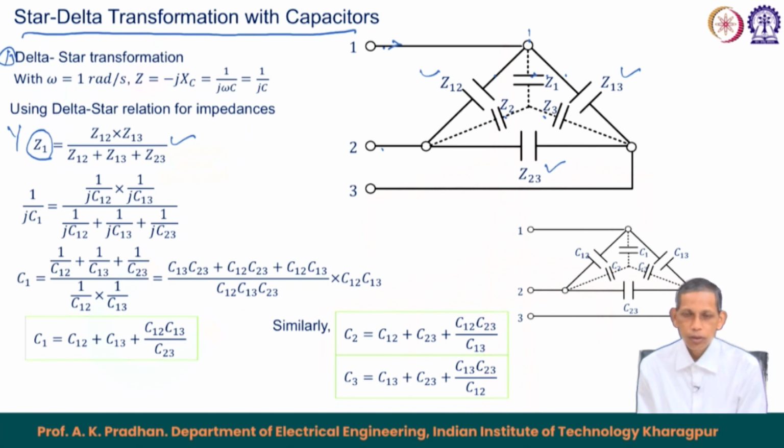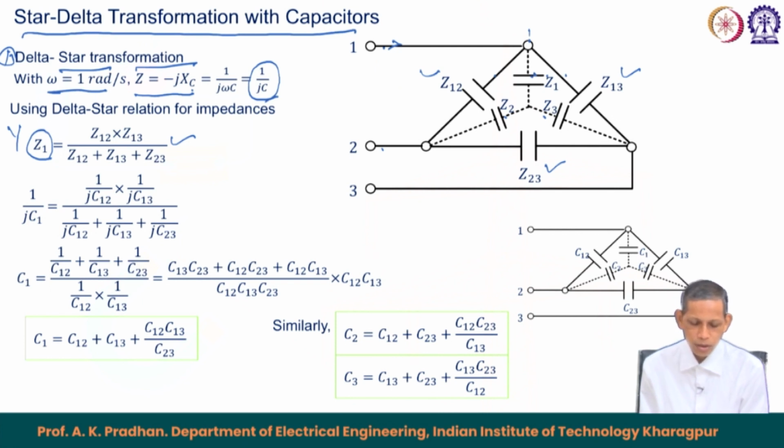Now suppose we consider this impedance in an AC environment, and omega equals 1 radian per second for easy calculation of equivalence. So, Z becomes minus j X_C for capacitance, where X_C is 1 by omega C. So, this becomes 1 by j omega C, and with omega being 1, we can consider it 1 by j C.